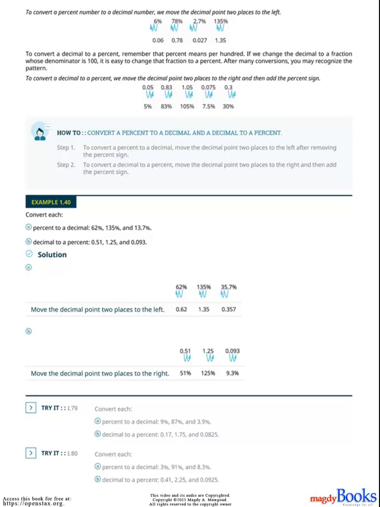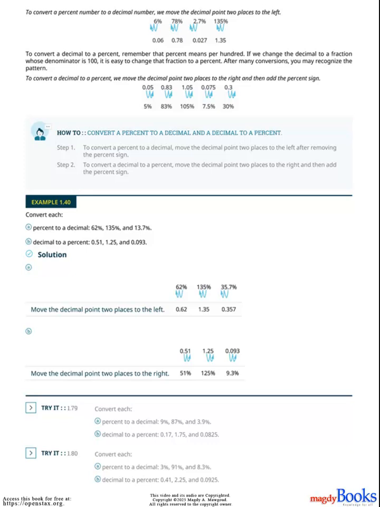6% equals 0.06. 78% equals 0.78. 2.7% equals 0.027. 135% equals 1.35. To convert a decimal to a percent, remember that percent means per hundred. If we change the decimal to a fraction whose denominator is 100, it is easy to change that fraction to a percent. After many conversions, you may recognize the pattern. To convert a decimal to a percent, we move the decimal point 2 places to the right and then add the percent sign.